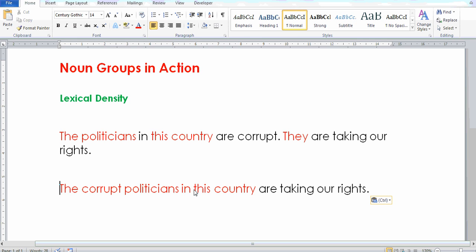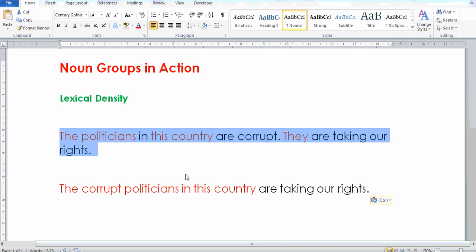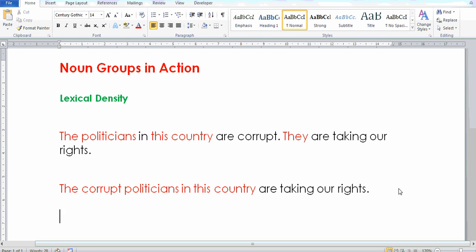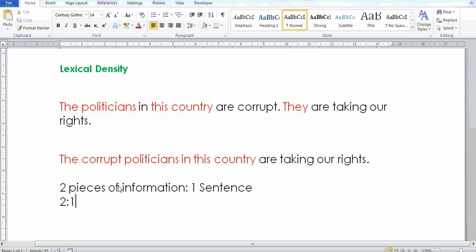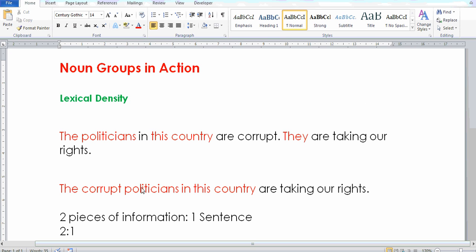I could just as easily say, this country's corrupt politicians are taking our rights, and that would read even better. But in this case, I'm still communicating those two pieces of information from above, but I'm doing it in one sentence. So, if we do our lexical analysis, we're doing two pieces of information in one sentence. And if I take that down again, it becomes a ratio of 2 to 1. Which means I'm communicating more information in fewer words. And if I can get in the habit of doing that, then I'm writing in a much more formal way.